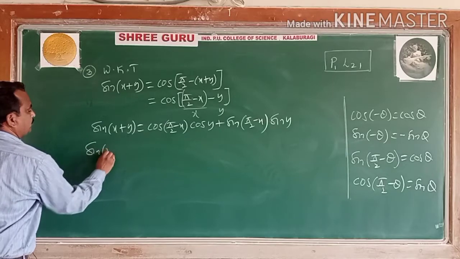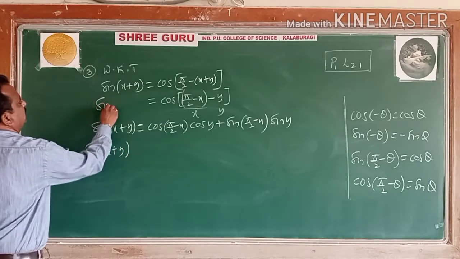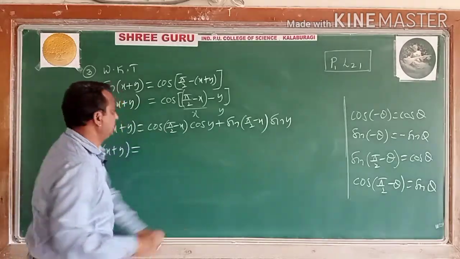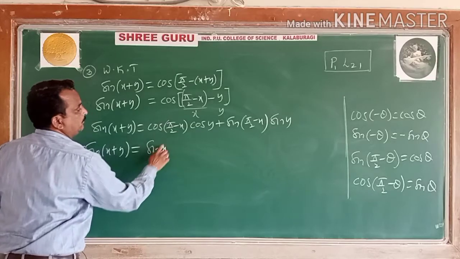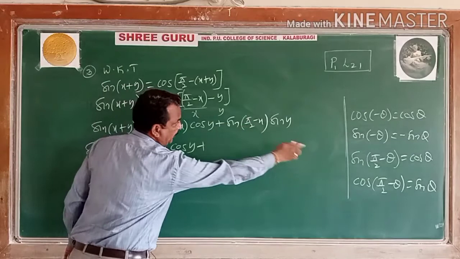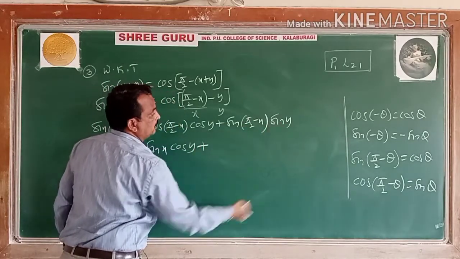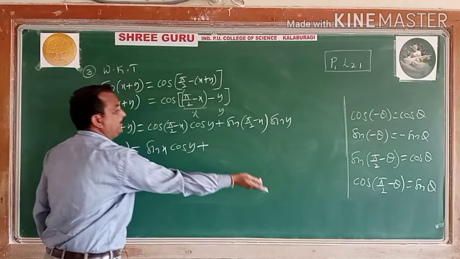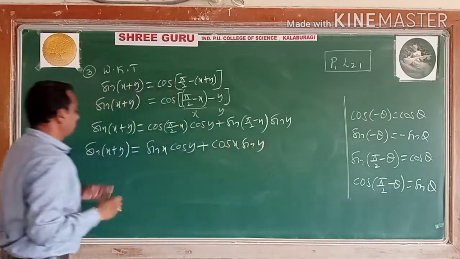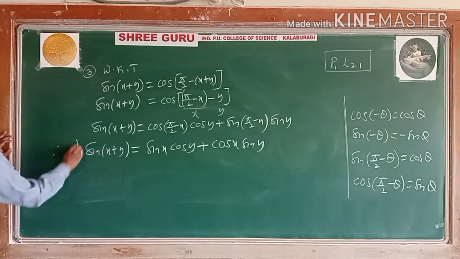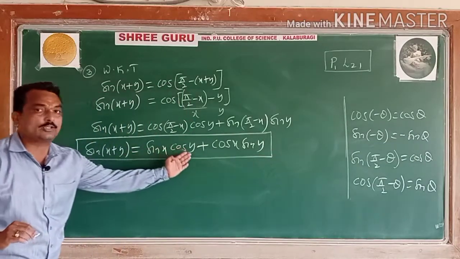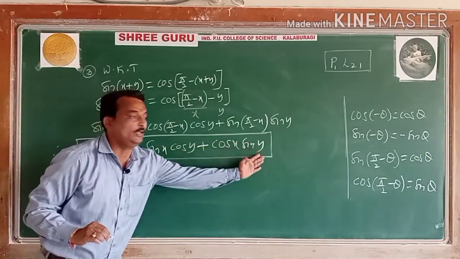So sin of x plus y is equal to, see students here, what is cos of pi by 2 minus theta? Sin theta. Is it sin x? It becomes sin x into cos y plus, what is sin of pi by 2 minus theta? Cos theta. So this is cos x into sin y. See what it becomes. Therefore, sin of x plus y is equal to sin x into cos y plus cos x into sin y.